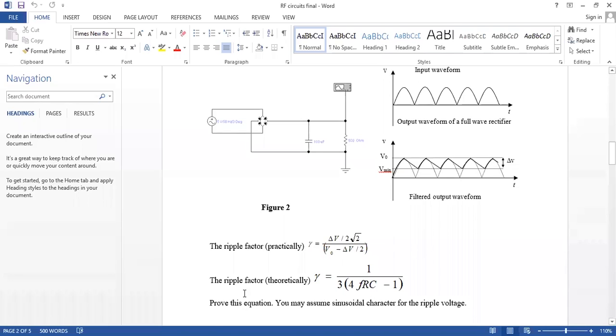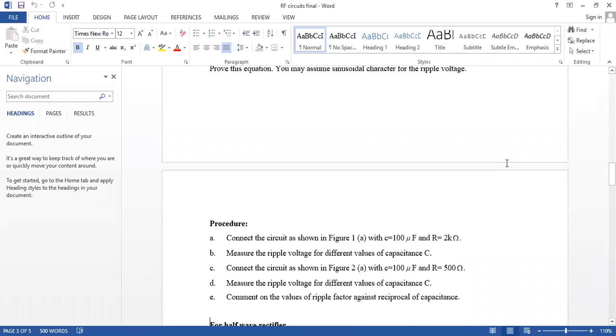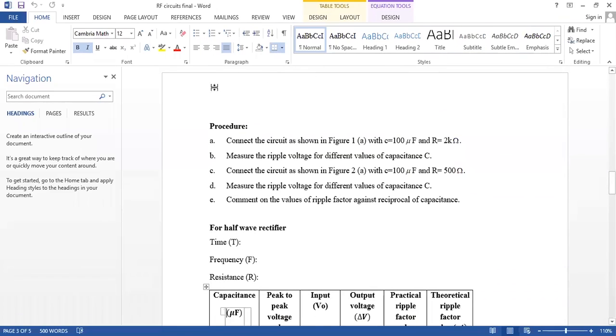And the procedure you can see: first we have to connect the circuits, using the electronic workbench, and we have to change the capacitor's value and find the delta V value. Then we have to plot the reciprocal of the capacitance versus the ripple factor. Okay, the ripple factor graph, the y-axis should be the ripple factor and the x-axis should be the reciprocal of the capacitance.